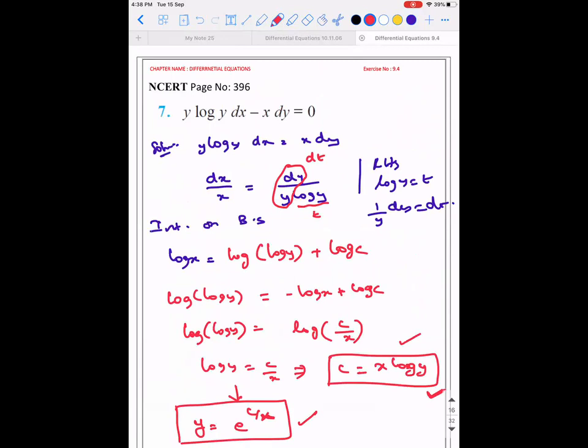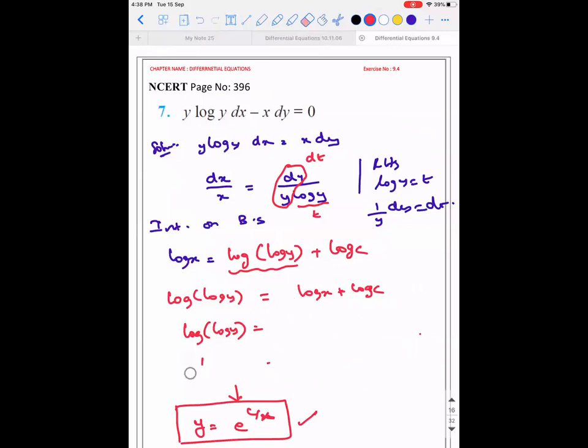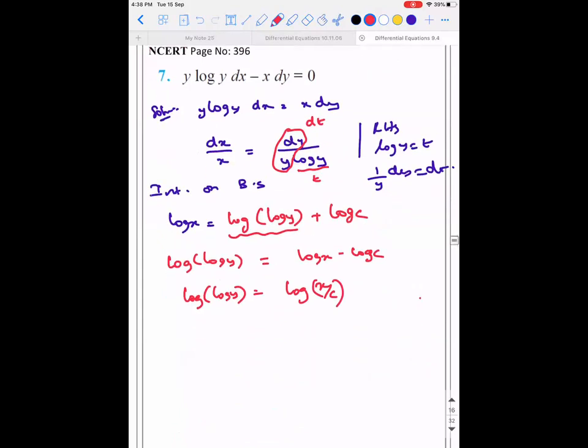See, log y is there. So it will be log x minus log c. So it will be log of x by c. Then log y will be equal to x by c, which implies x is equal to c log y. This is one of the options. Or what we can do is y will be equal to e power x by c. This is another option.